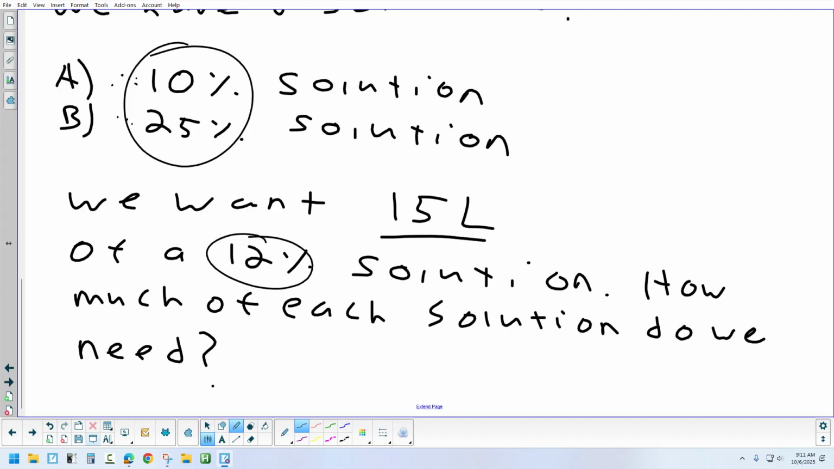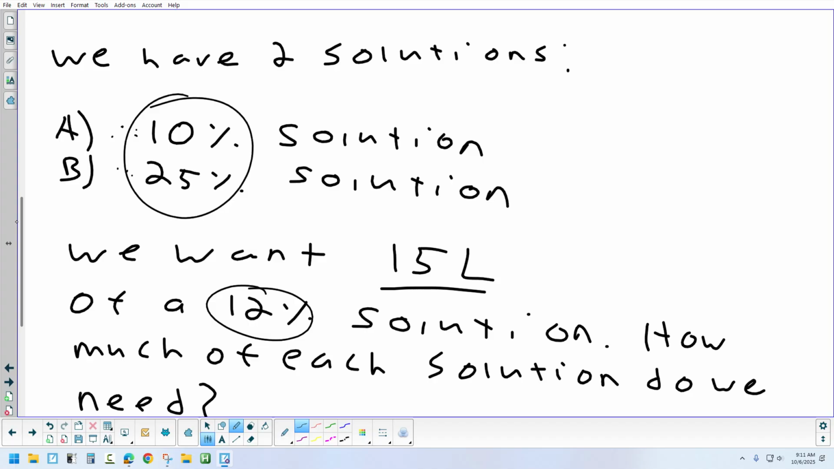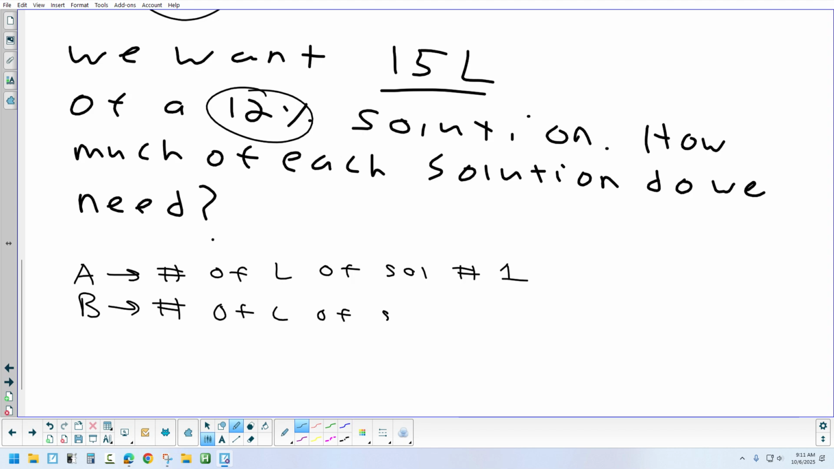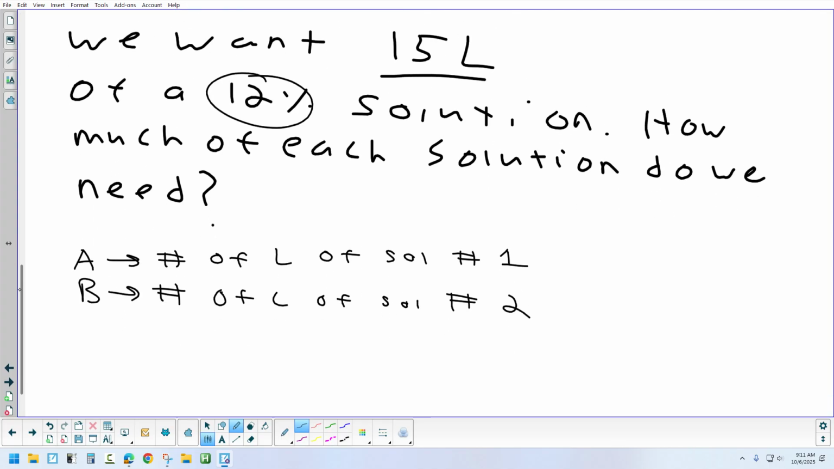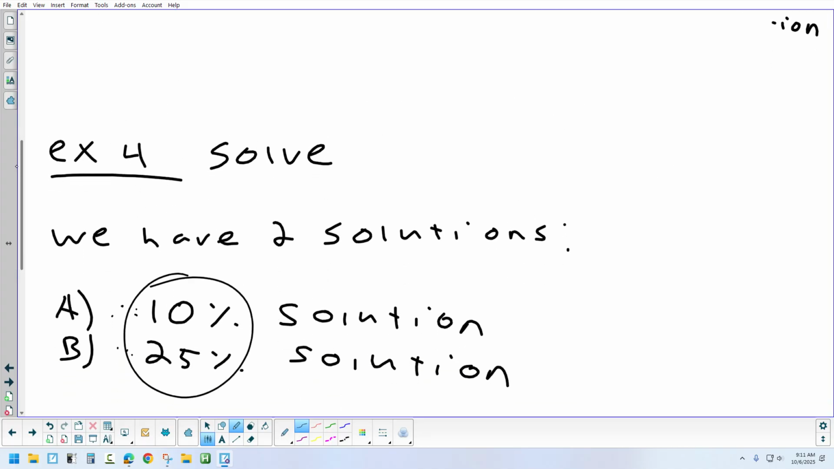All right, so how much of each solution do we need? Okay, that's what we don't know, but we do have variables that can represent it. So A is going to be the number of liters for solution number 1. B is going to be how many liters we use of the second solution. So number of liters of solution 2. And when we mix the two together, how many total liters do they want us to have? 15. So we're going to start with this equation.